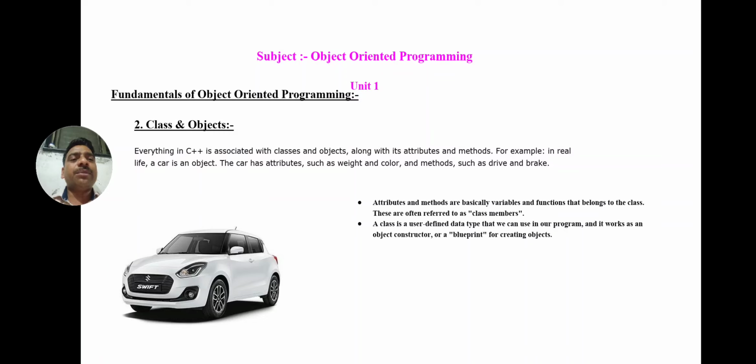So attributes and methods are basically variables and functions that belong to the class. These are often referred to as class members. A class is a user defined data type that we can use in our program, and it works as an object constructor, or a blueprint for creating objects. So let's see how the class is declared and how an object is declared.